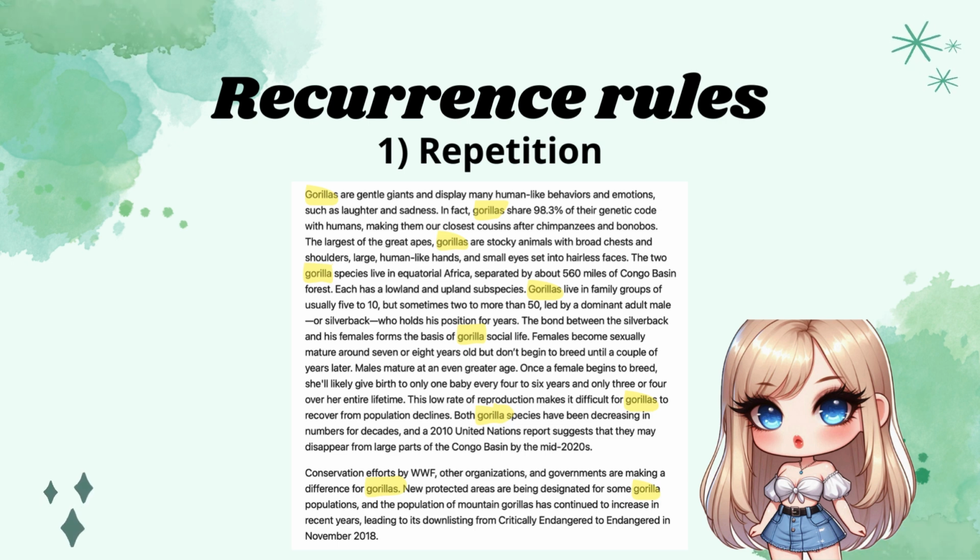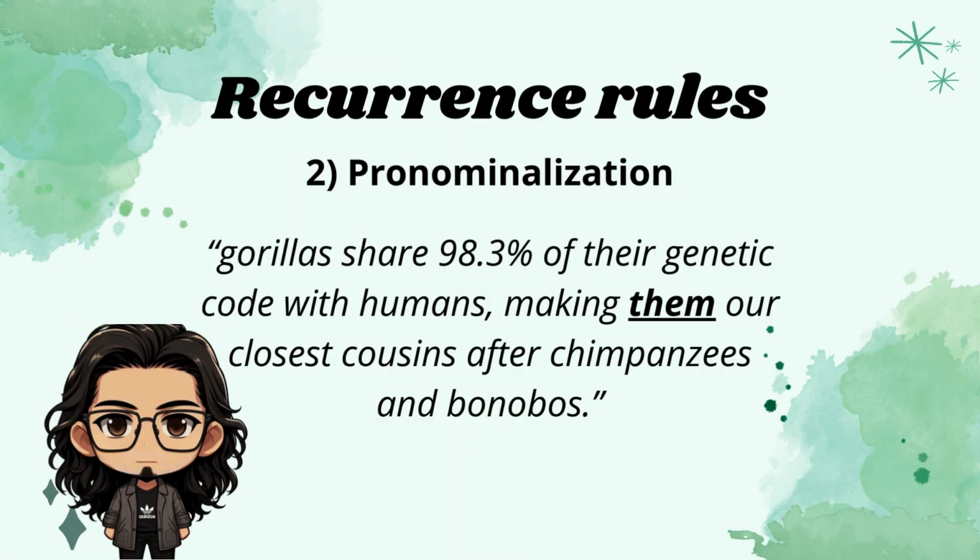Now let's talk about recurrence rules. First, we have repetition. Since gorillas are the topic, the name of this species is repeated several times throughout the text as the subject of different sentences. Then we can find cases of anaphoric procedures, such as pronominalization and determination. Let's start with an example of the former.